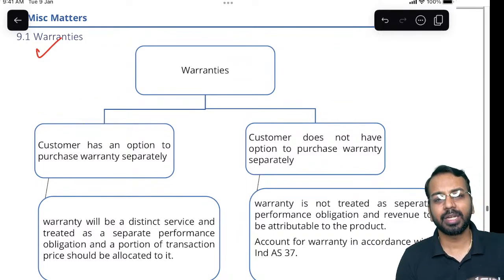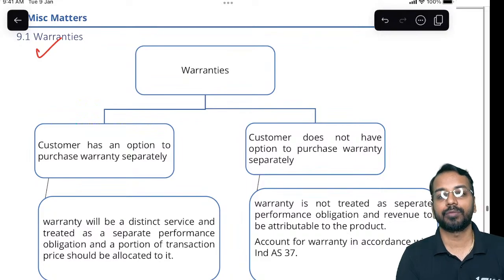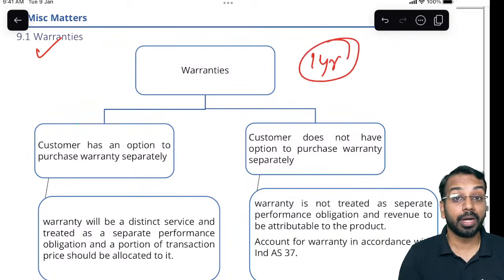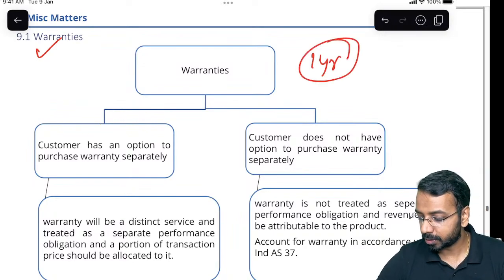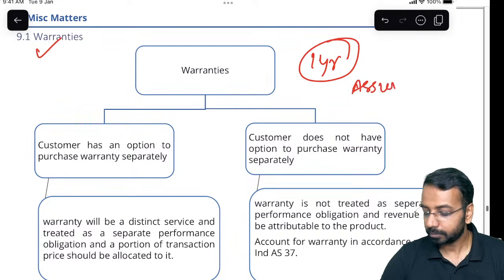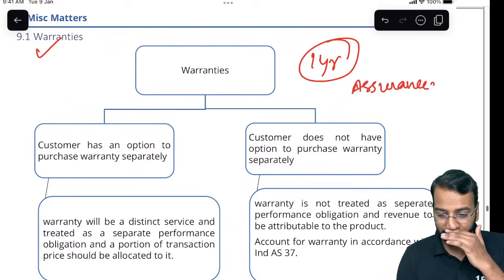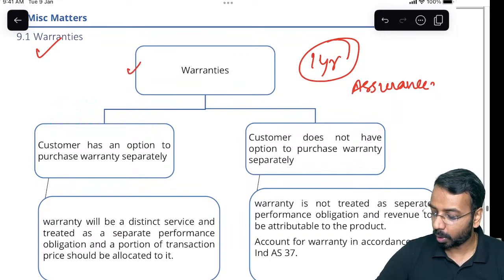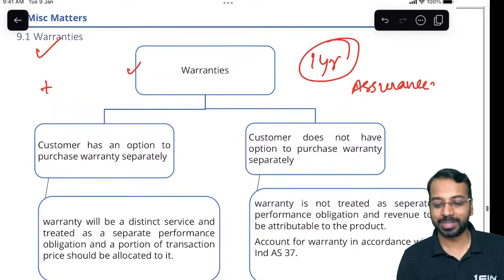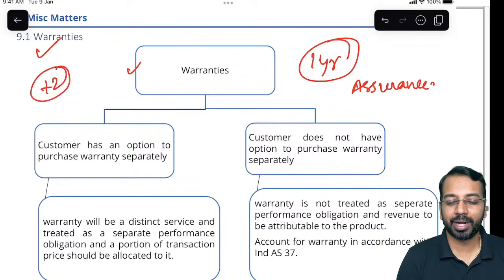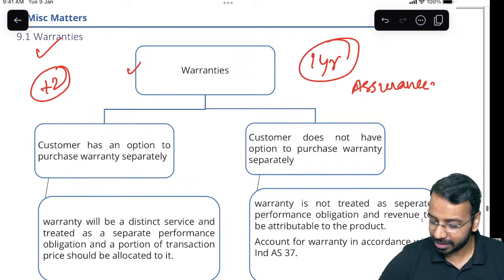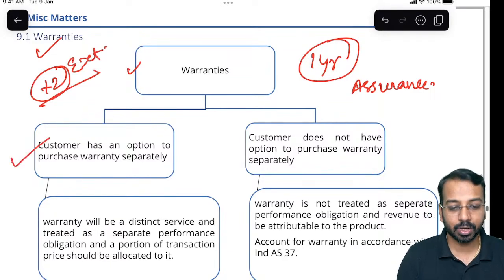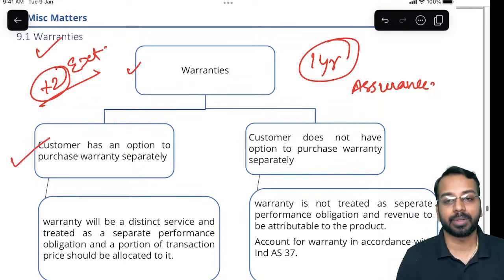Assurance type warranty is by default given as a part of the product. When you buy, you get a 1-year warranty. That 1-year warranty you don't purchase separately. That is assurance. But sometimes you can purchase an extended warranty separately. Most sellers say, Sir, take this 2 years extended warranty, 500 rupees only. This is an extended warranty which can be purchased separately. So there can be a separate purchase option available, or there may not be one.